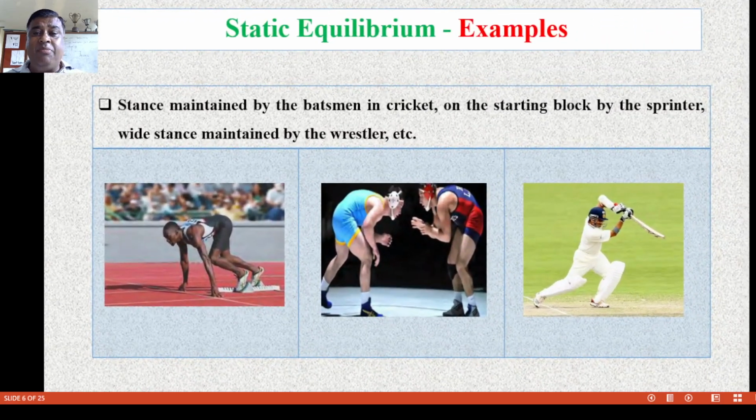Now, static equilibrium examples, as you can see in the pictures: static position in starting blocks, both the wrestlers, and one batter, everyone knows that is Sachin Tendulkar's photo, where he is playing a shot. The stance should be maintained by the batsman in cricket, by the sprinters on the starting block, and by the wrestlers, etc.